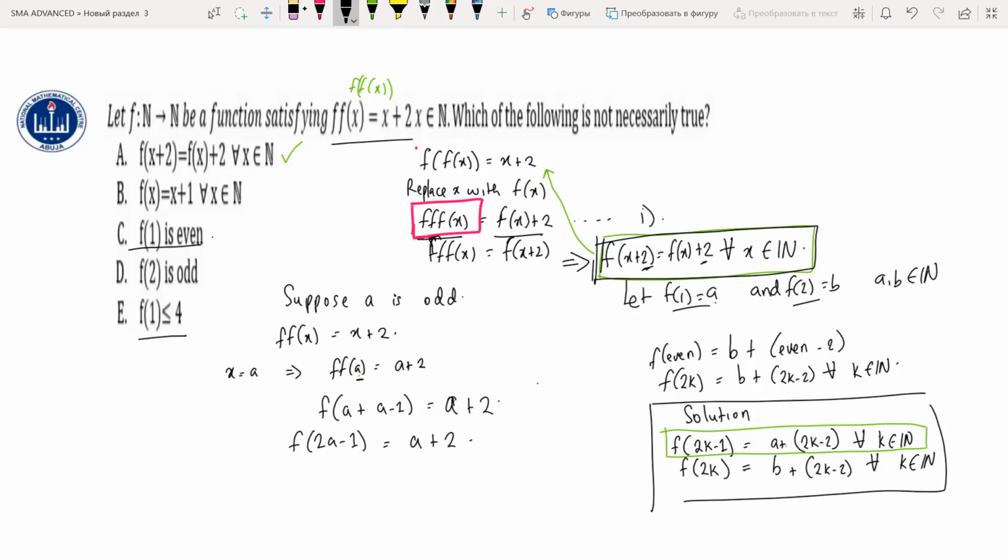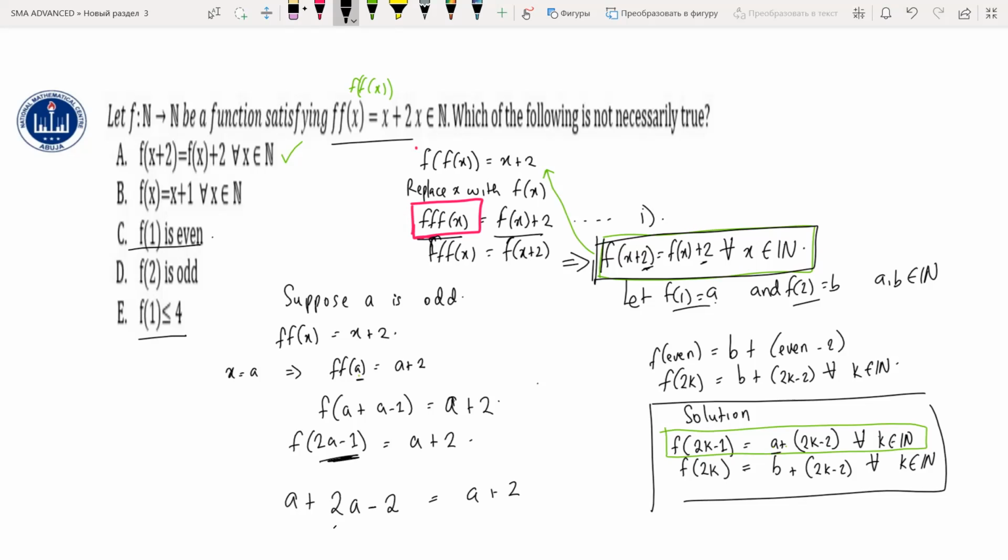So now, what do we do now? This is also under odd number. So we now also use this first equation. When we use the first equation, what do we get? We get A plus 2A minus 2. That is the value of this using the first equation, because it's going to be A plus 1 minus the number inside here. This is equal to A plus 2.